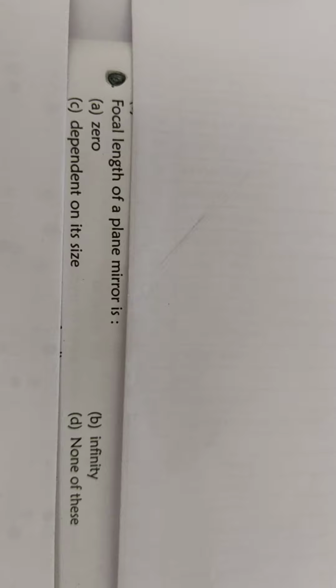So focal length of a plane mirror is plus infinity, because we have seen that in every mirror, where does a focus lie? If we place an object at infinity, wherever the image is formed, that is its focus, and distance of focus from the pole of the mirror is its focal length. So as object at infinity in case of plane mirror gives image also at infinity but behind the plane mirror, image focus will be lying at infinity behind the mirror. So focal length will be plus infinity. Here we don't have any sign. We'll choose the option B.